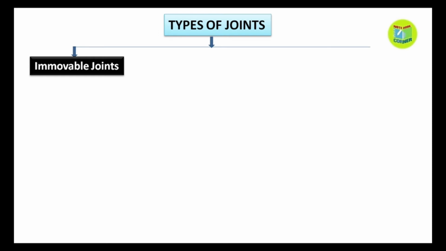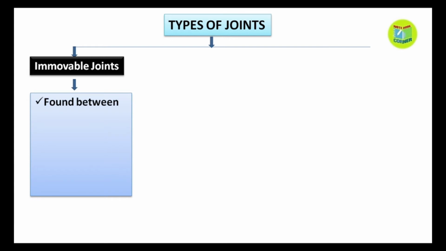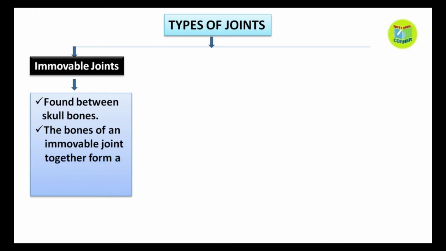First one is immovable joints or fixed joints. The joints found between the skull bones are immovable or fixed joints. The bones of an immovable joint together form a single protective covering.